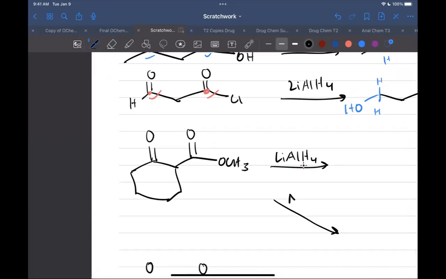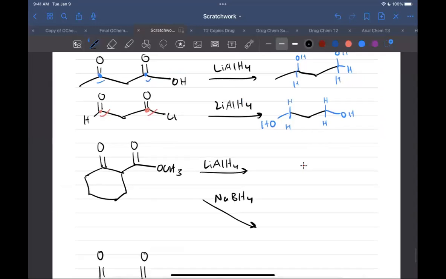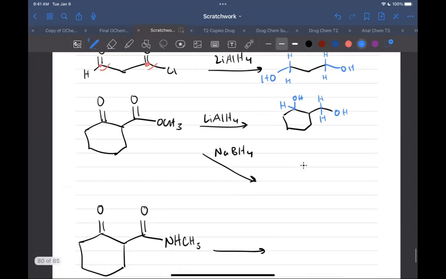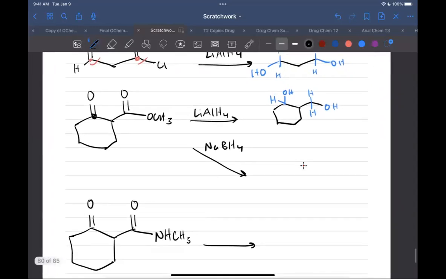LiAlH4, NaBH4. LiAlH4 will obliterate both. Okay. OH, H, H, OH, and H. But NaBH4, well, it'll only react with this carbon. It'll leave the other one alone. So it's the exact same deal, but this is left alone because it's not strong enough of a reducing agent. OH, H is your product.